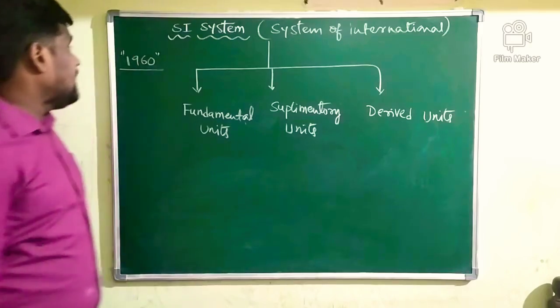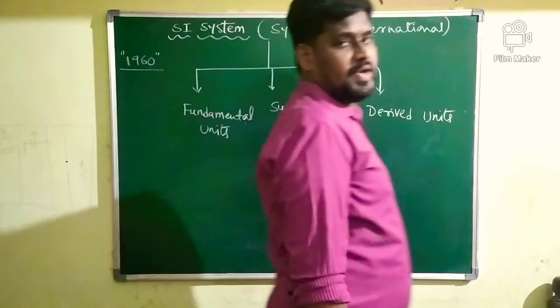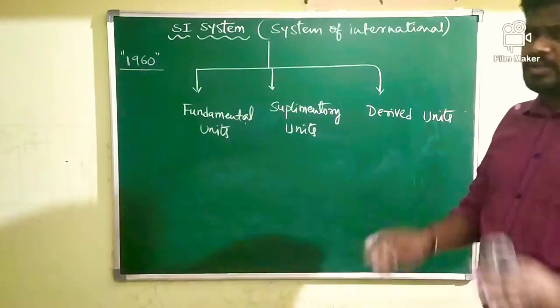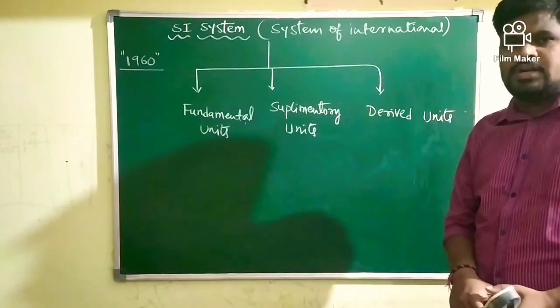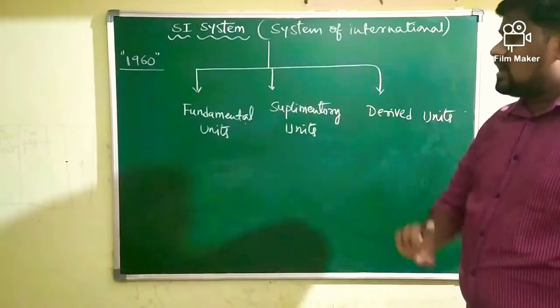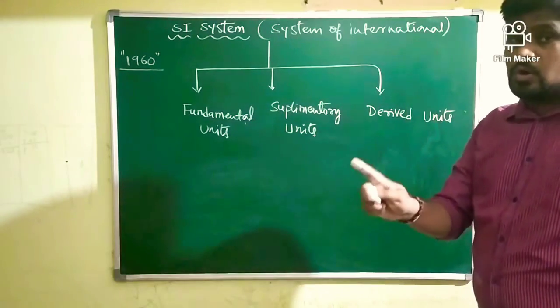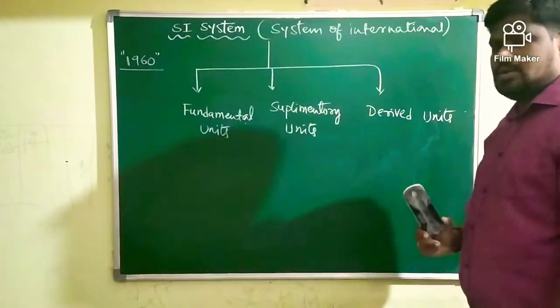So in 1960, physical quantities were mainly classified into three types. First type of physical quantities are called fundamental physical quantities. Their units are called fundamental units.